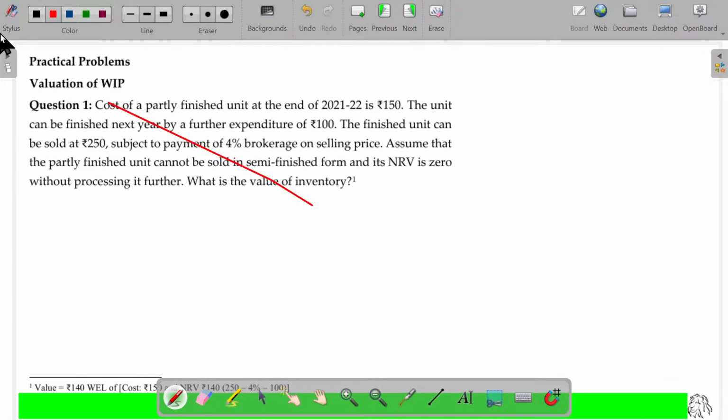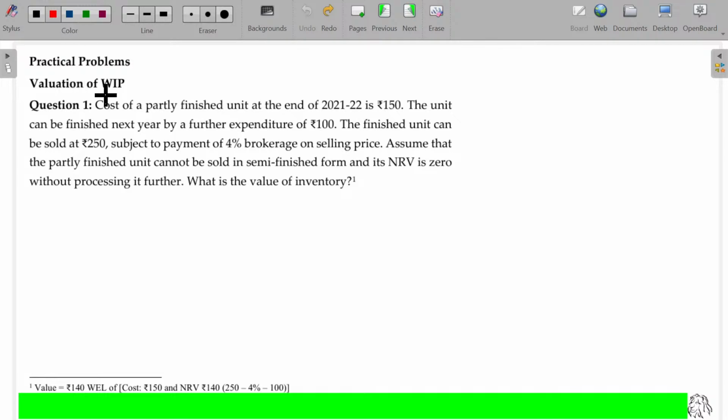Now, how can you value work in progress? Usually, as per the AS number 2, the value will be taken as whichever is lower of the actual cost you spend for making it, and if I sell, the ultimate realizable value I will get in my hand. Between these two, whichever is lower will be taken as the value of the stock.